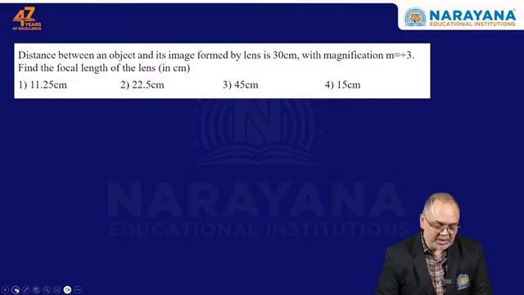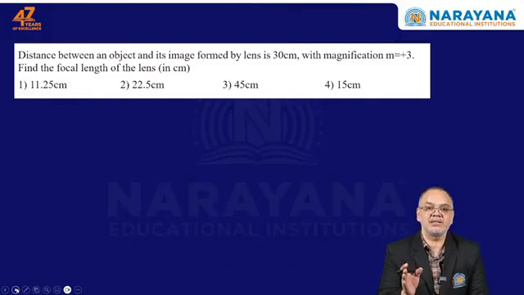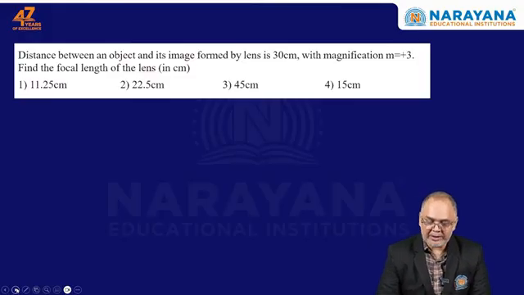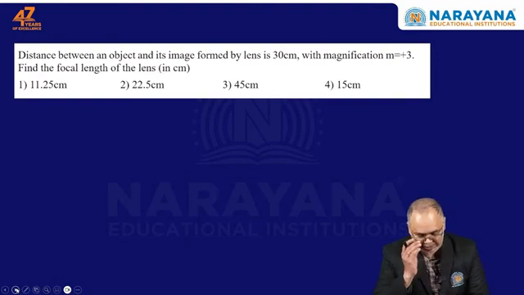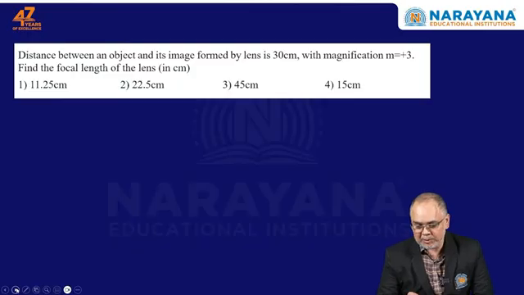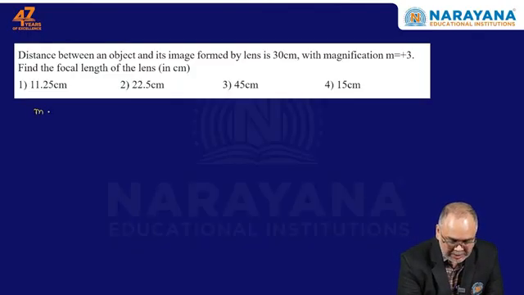Now this question, if you see here, is a geometrical optics question. Given that the distance between an object and its image formed by a lens is 30 centimeter. Object and image distance is given to you, with magnification m equal to plus 3. Find the focal length of the lens in centimeter. Now here, the important point is what?